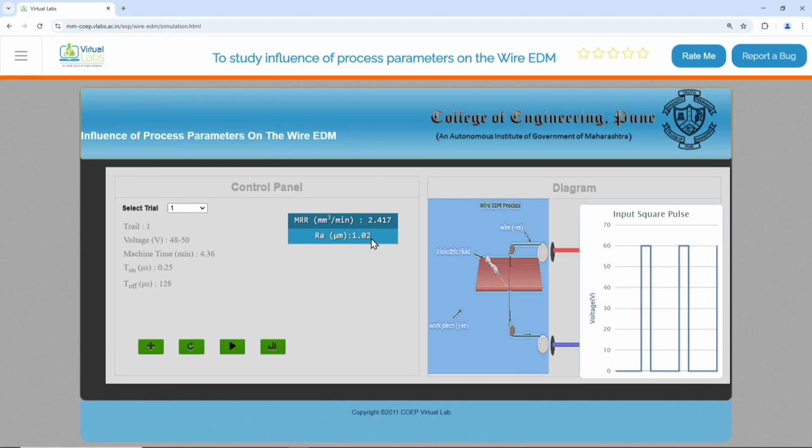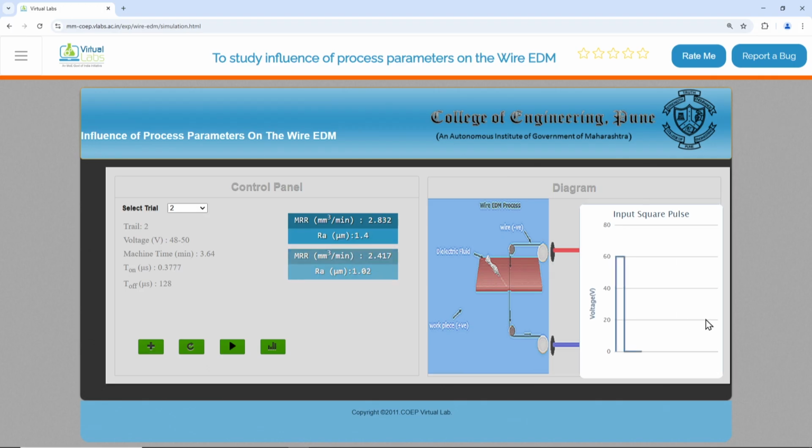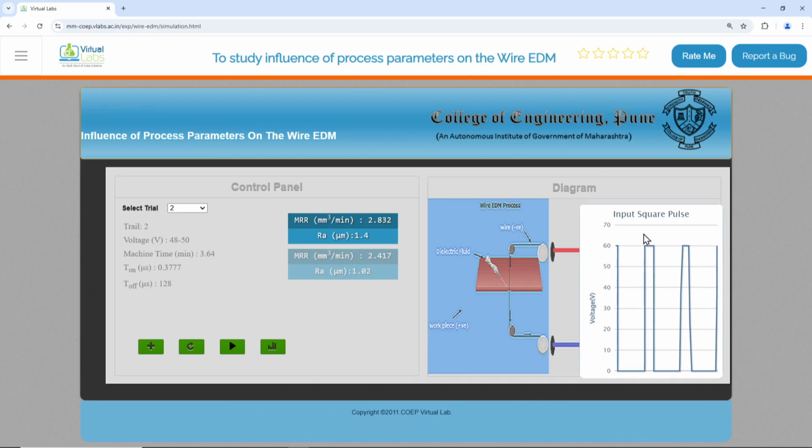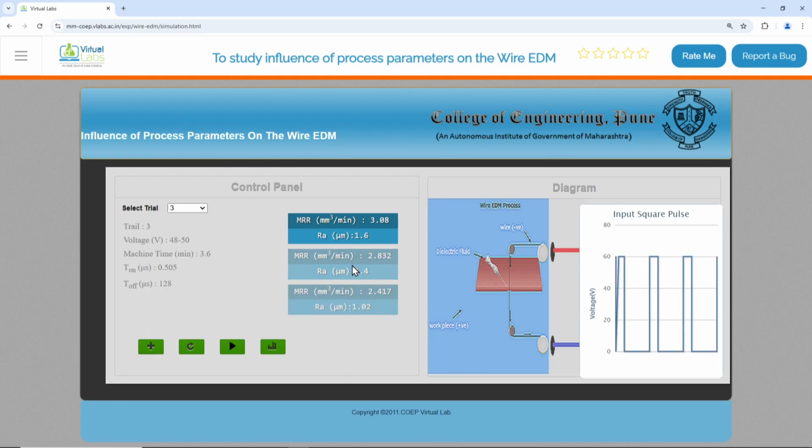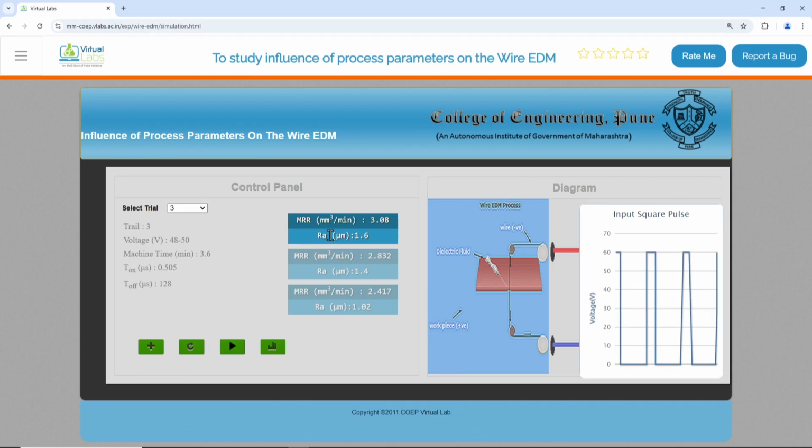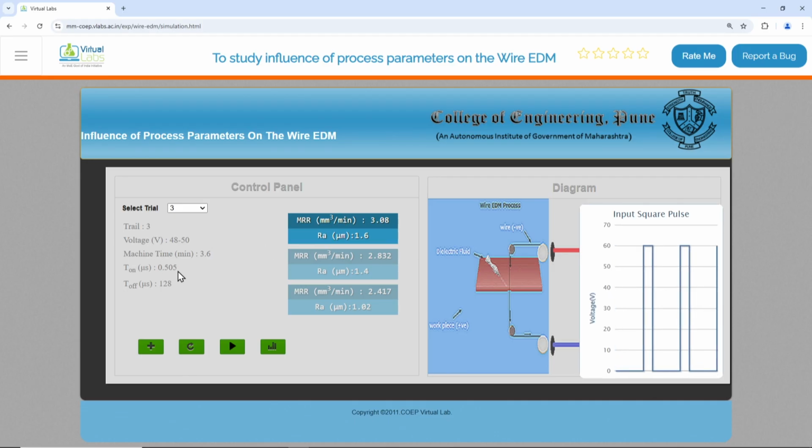Let me see trial 2. If I add trial 2, you see how the pulse is being generated, on the right hand side of the dashboard. In this second trial, machining time is now 3.64, T on is 0.377, and voltage is being varied between 48 to 50. The third trial, let me see. Here machining time is now 3.08 and T on is 0.505.